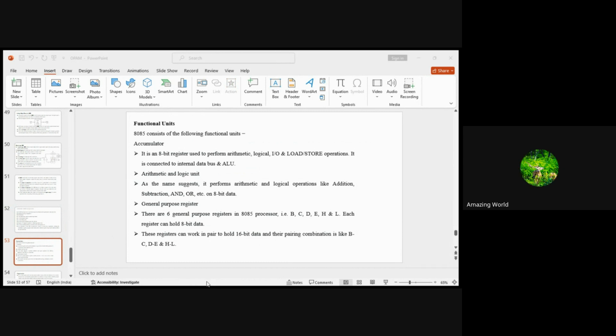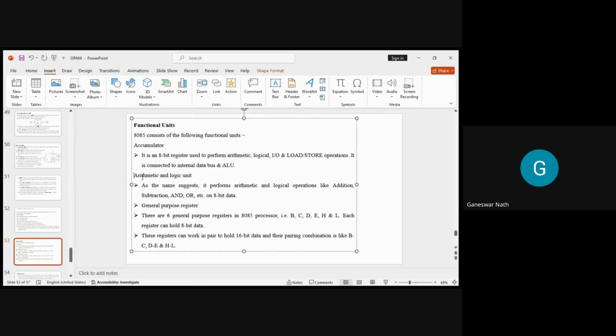Here you can find the ALU, which stands for arithmetic and logic unit. This name suggests that it performs arithmetic and logical operations like addition, subtraction, multiplication, and so on, on 8-bit data.